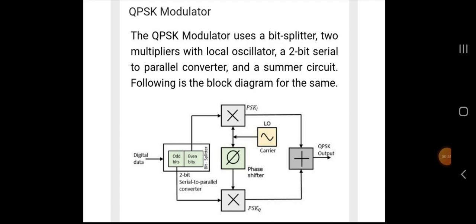QPSK modulator. Now let's look at the QPSK modulator. The QPSK modulator uses a bit splitter, two multipliers with local oscillator, a 2-bit serial to parallel converter, and a summer circuit. Following is the block diagram for the same. Digital data, a bit splitter containing odd bits and even bits, 2-bit serial to parallel converter, PSKI and PSKQ, phase shifter, local carrier, and finally QPSK output.